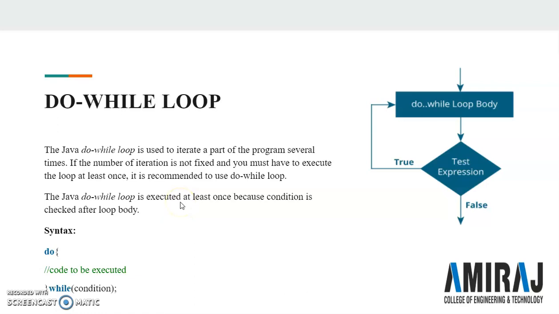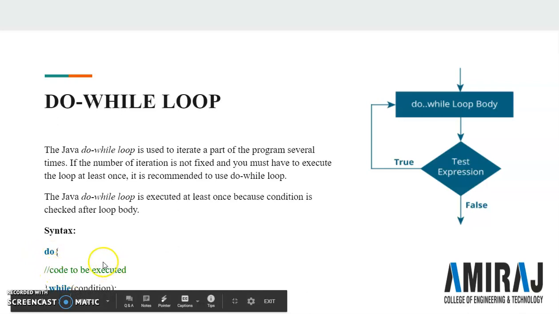The do while loop is executed at least once because the condition is checked after the loop body. See the syntax. First, do, and it will execute your part of code at least once, and then it will check our while condition.